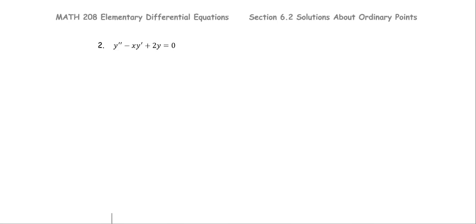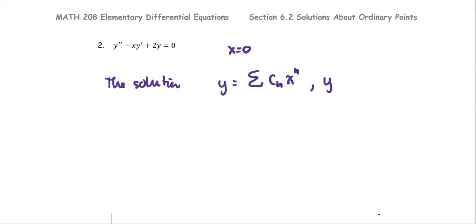In this example, we have y double prime minus x times y prime plus 2y equals 0. And we are going to find the power series solution about the ordinary point x equals 0. So the solution in power series form will be y equals the summation of cn x to the power n, n from 0 to infinity.